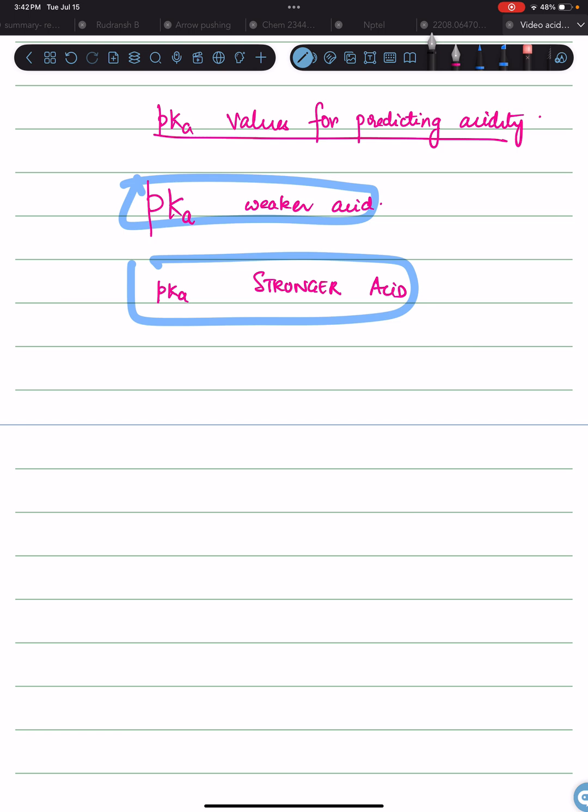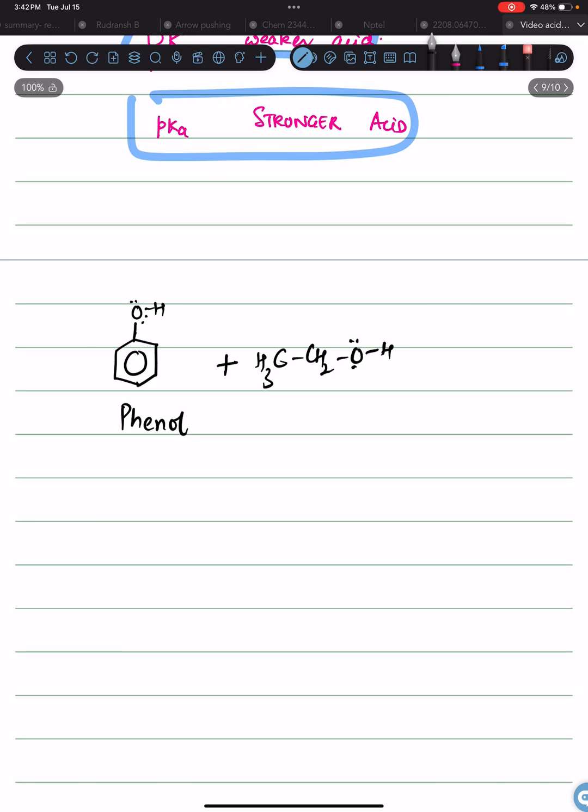They're very easily available in all the standard textbooks. We'll use them to predict, of two species, which one will act as an acid or a base. So suppose you have been given two species, say there's a reaction, and you have a species like this, which is basically phenol, and you have an alcohol, say ethanol. Now in both the cases there is a proton attached to oxygen. Now which one out of them will act as an acid and which will act as a base?